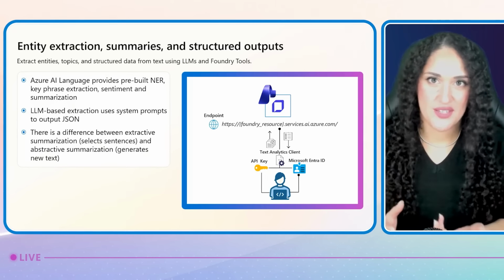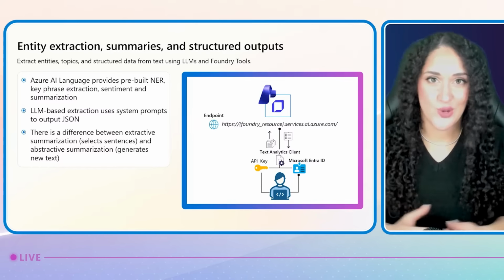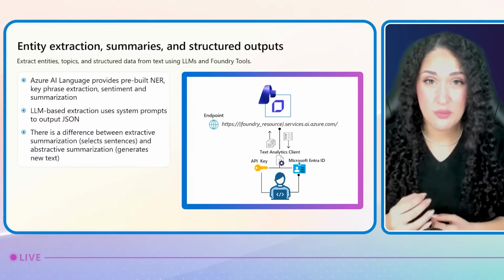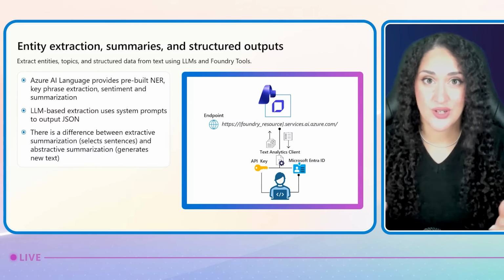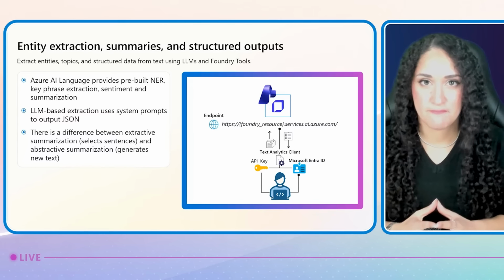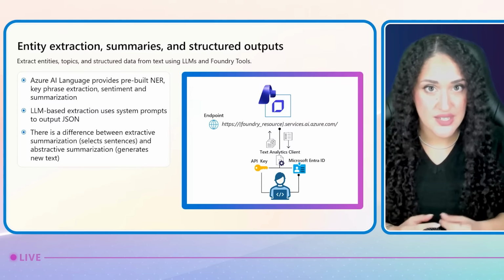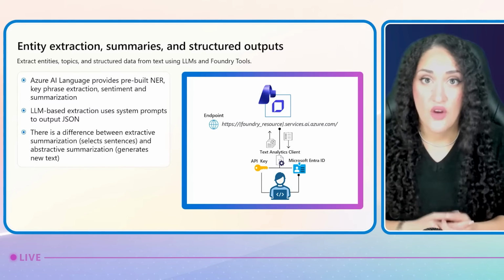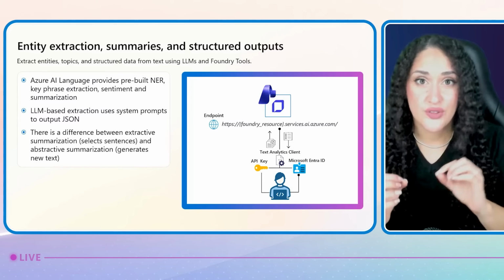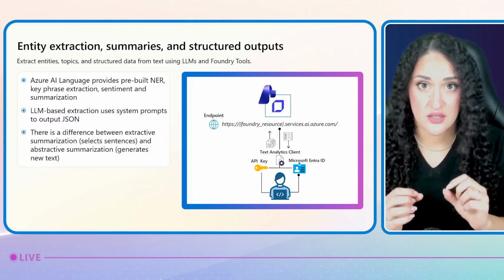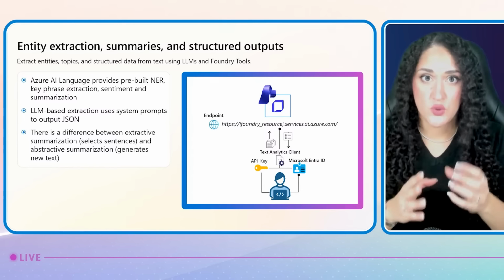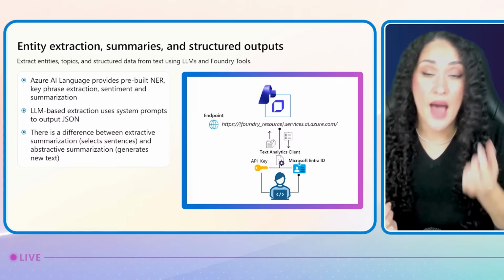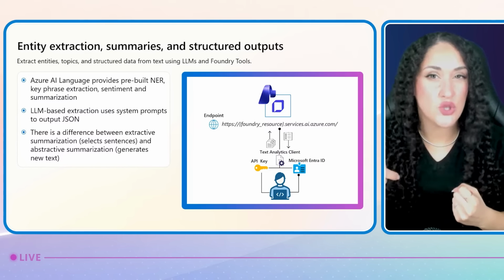Entity extraction and summarization are bread and butter natural language processing, or NLP, skills. Azure AI Language gives you pre-built NER, key phrase extraction, and sentiment analysis. But LLMs can do the same, and the output is structured as JSON. For the exam, do not overlook the details or configuration settings. For example, know the difference between extractive summarization, which selects existing sentences, and abstractive summarization, which generates new text.